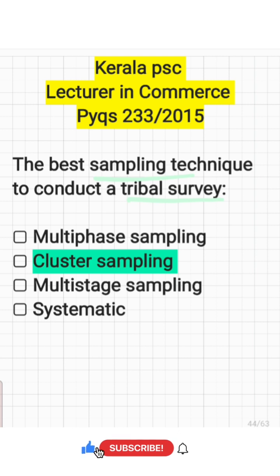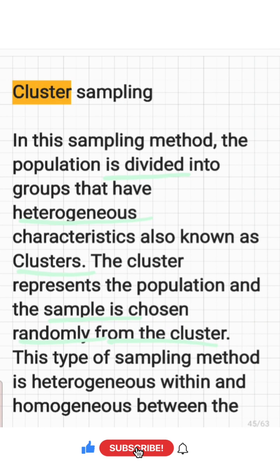First question: the best sampling technique to conduct a tribal survey. The options are multi-phase sampling, cluster sampling, multi-stage sampling, and systematic sampling. Here the answer is cluster sampling. Cluster sampling means if there is a large population, then we will use cluster sampling. The population is divided into groups that may be heterogeneous, and those groups are known as clusters.